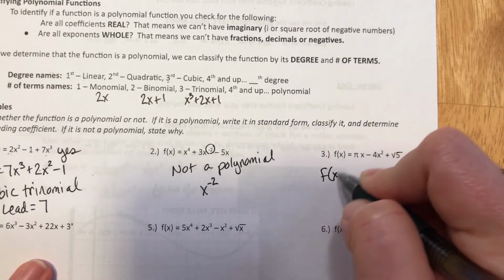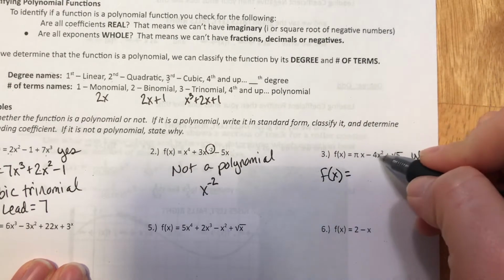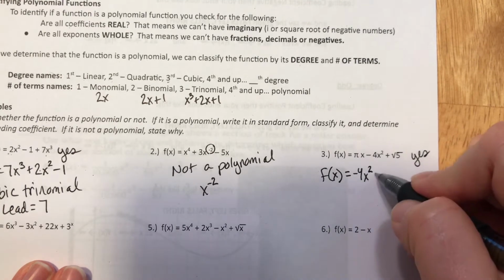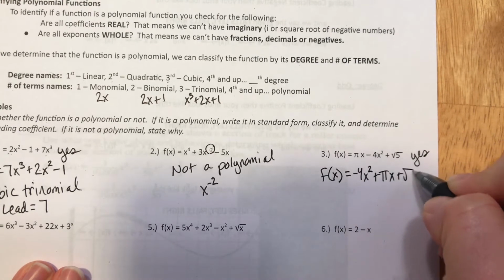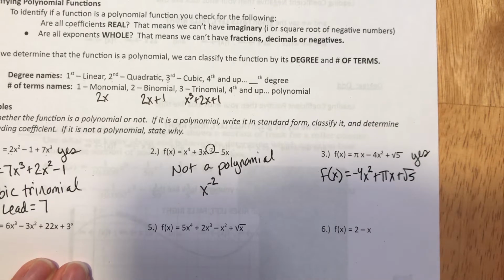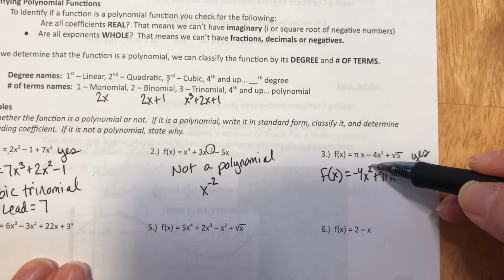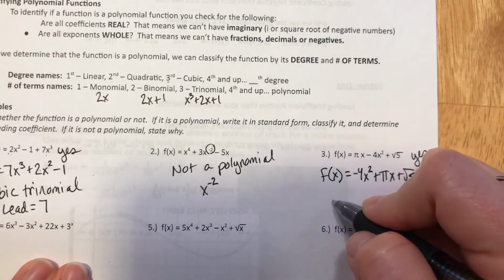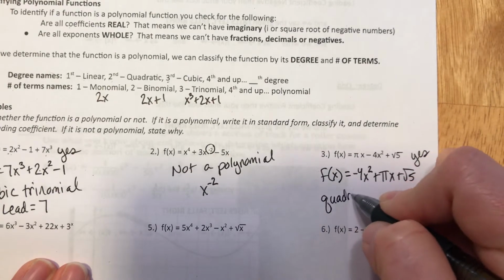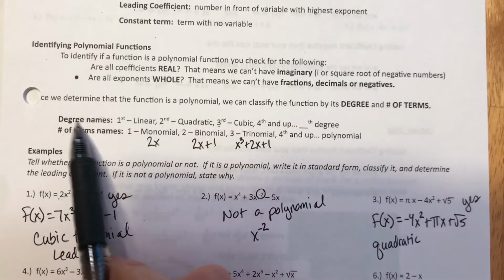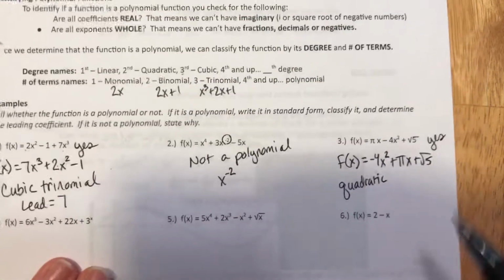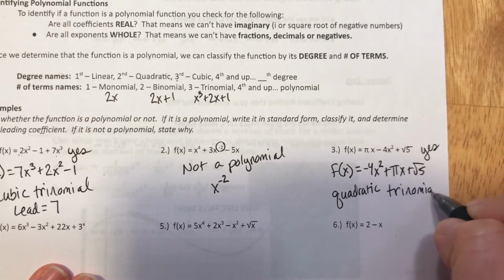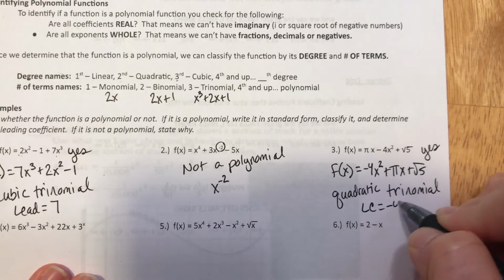So we're going to have f of x equals, the highest exponent is negative 4x squared plus pi times x plus the square root of 5. All right, we're going to classify it. The highest exponent is x to the 2, which means it's squared. So that means it's a quadratic. If the degree is 2, it's called a quadratic. There are 1, 2, 3 terms, so it's a trinomial. Our leading coefficient is negative 4.